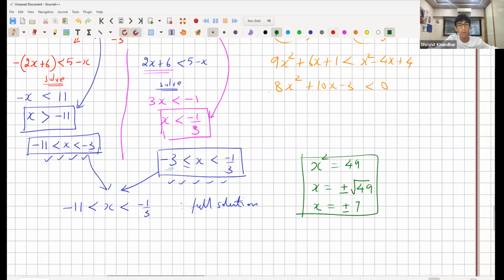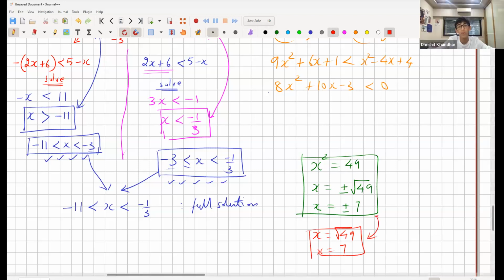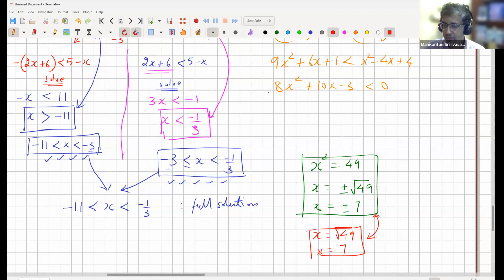But suppose in another problem, someone gives x is root 49. Then you should say, which means x is only 7. These two are different problems. The first problem has two solutions. The second problem has only one solution. Yeah, got it. Root signifies only the positive root.